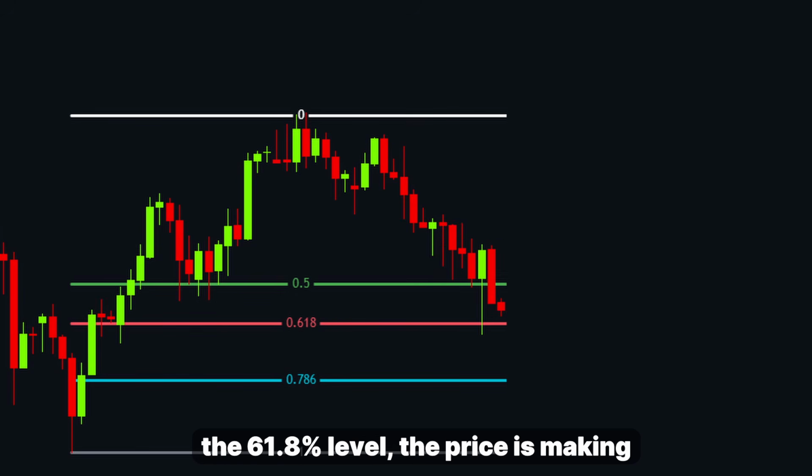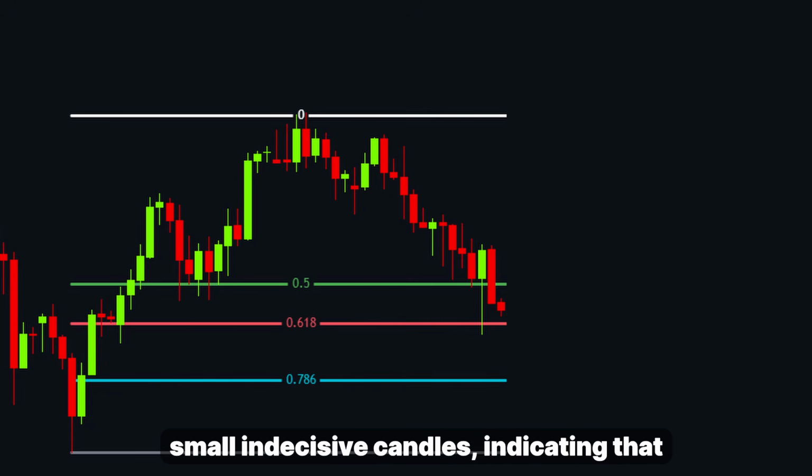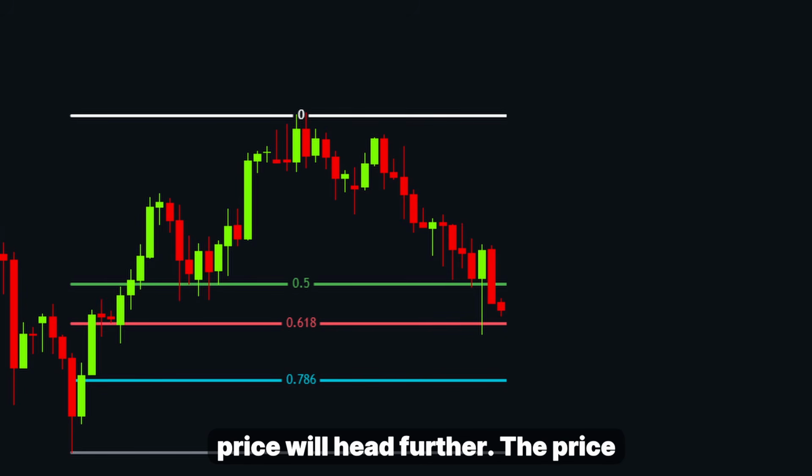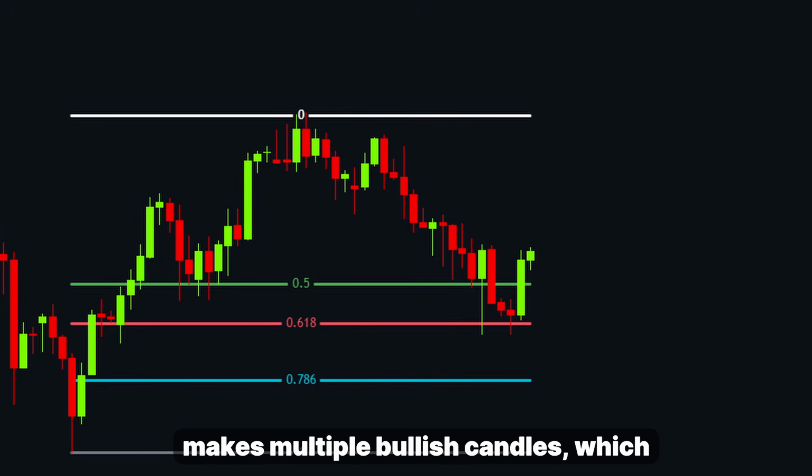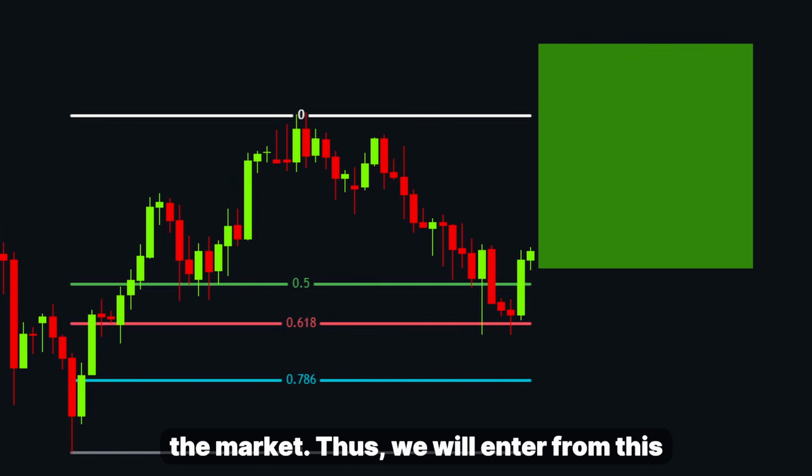At the 61.8% level, the price is making small indecisive candles, indicating that neither sellers nor buyers are dominant in the market. And thus, we will wait for the price to form a few more candles in order to know the direction in which the price will head further. The price makes multiple bullish candles, which indicates that buyers are in control of the market. Thus, we will enter from this point.